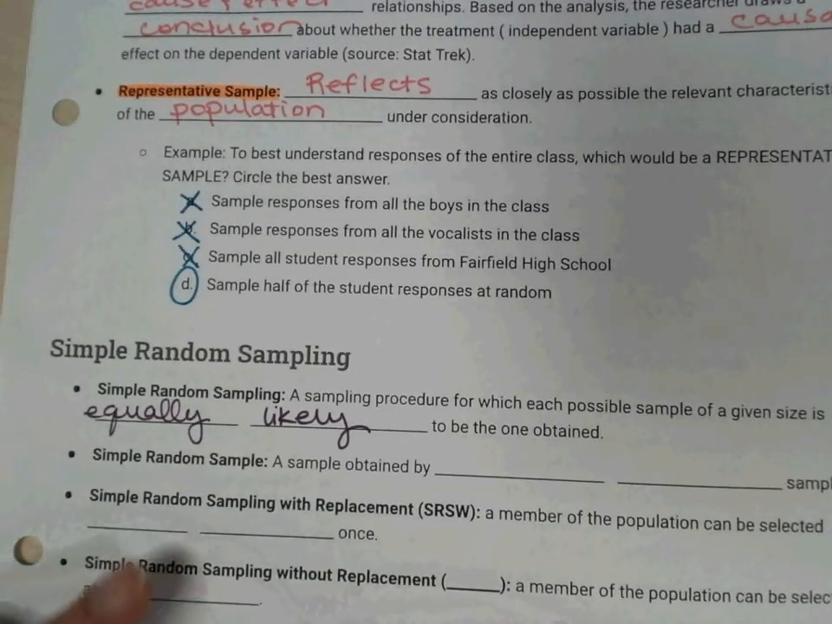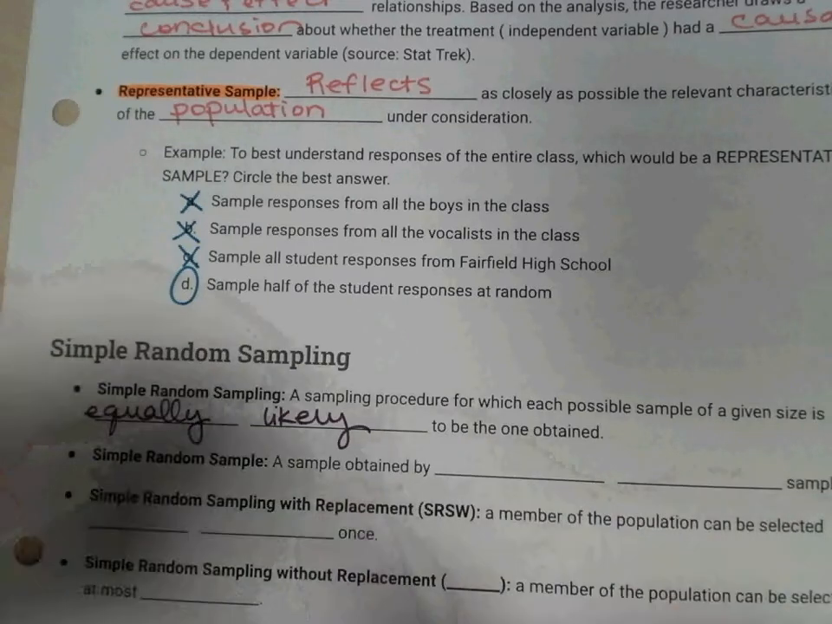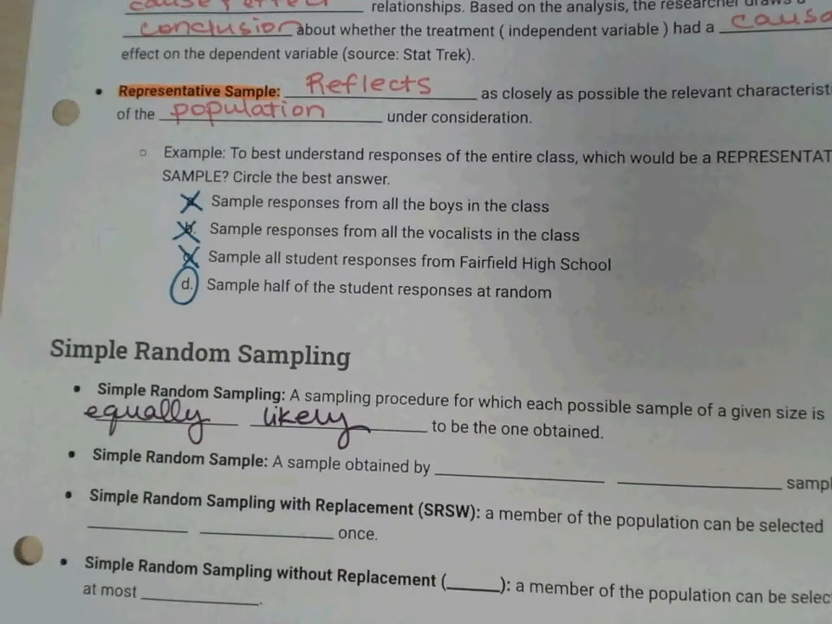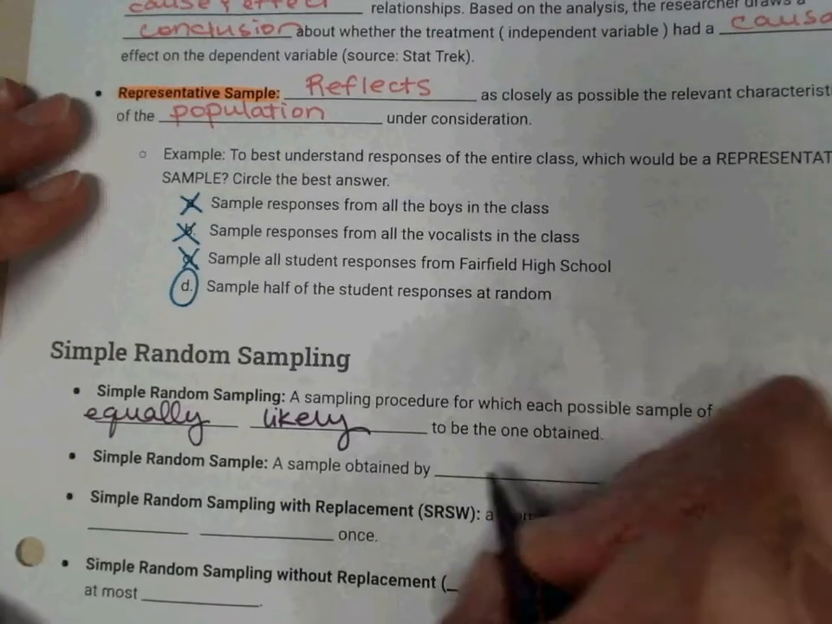A simple random sample then, it's just the noun that goes with the verb, is a sample obtained by simple random sampling.